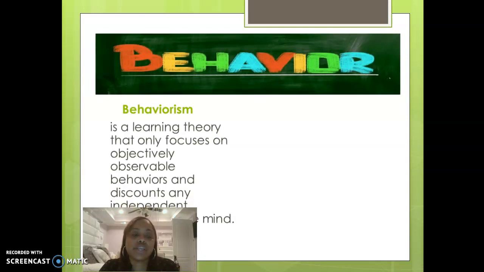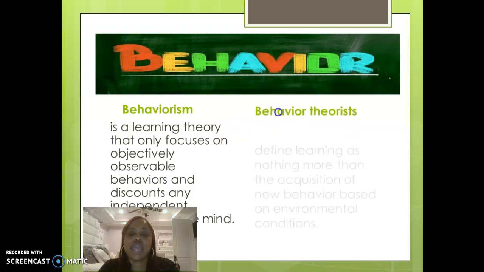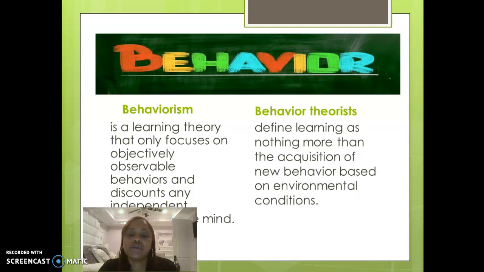Behaviorism is a learning theory that focuses on objectively observable behaviors and discounts any independent activities of the mind. Behavior theories define learning as nothing more than the acquisition of new behaviors based on environmental conditions.